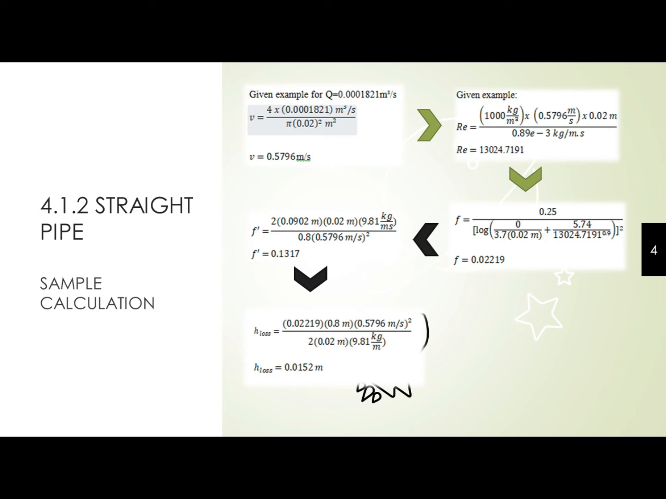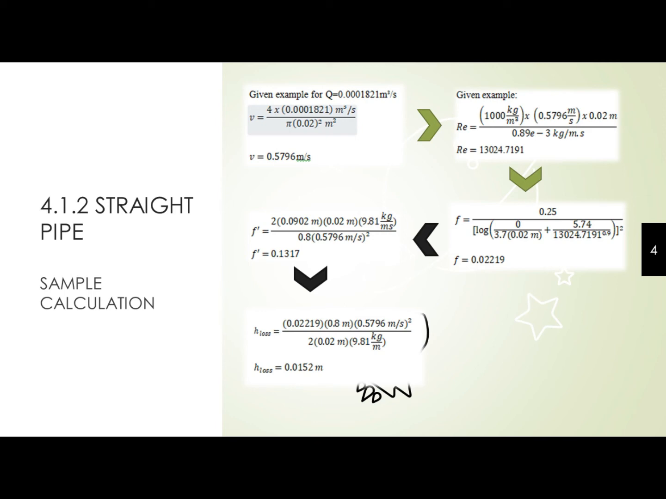From the velocity value, we get 0.5796 meter per second, and from there we can calculate the Reynolds number, which by using the formula given, we obtain 13024.7191. This number is greater than 4000, so it is considered turbulent flow. From the Reynolds number, we can calculate the friction coefficient. For the calculated friction coefficient, we obtain from the Colebrook equation 0.02219.